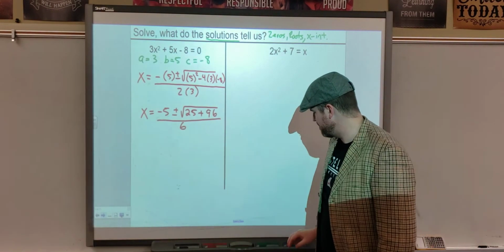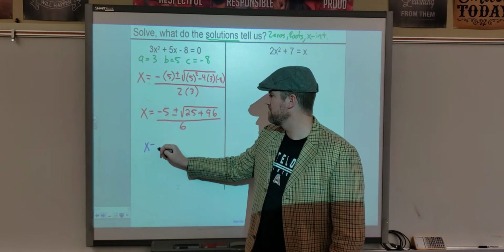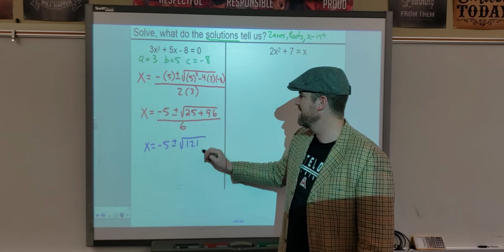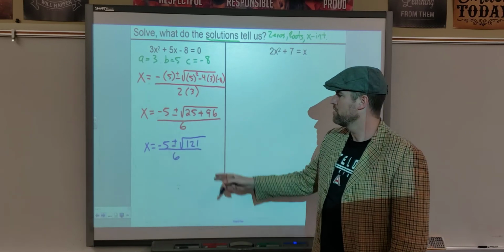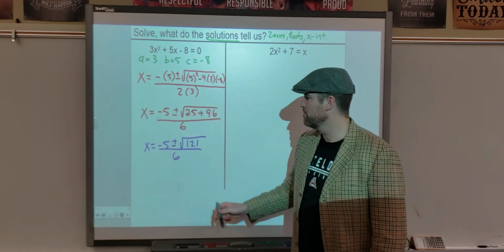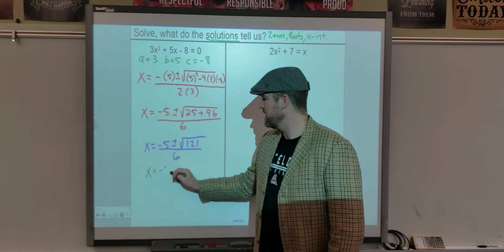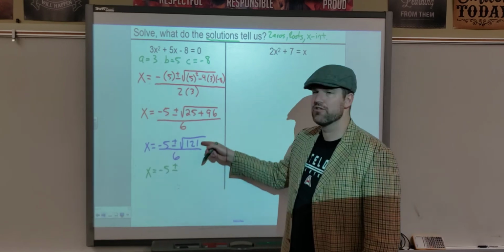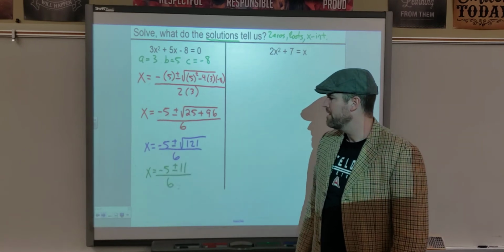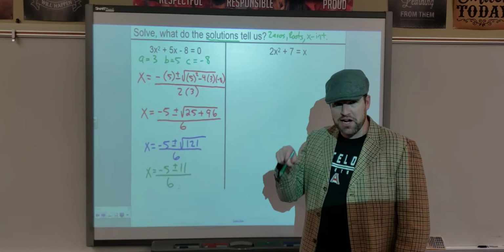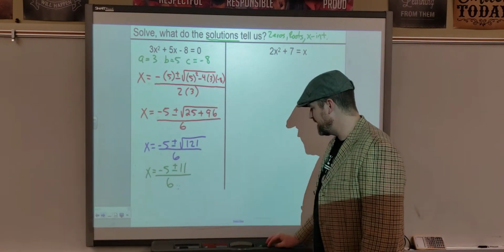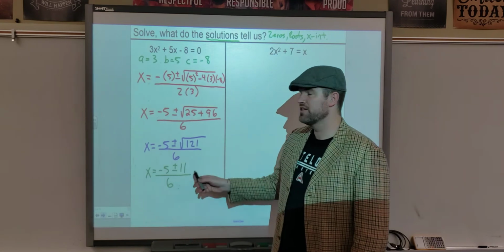And as I continue to simplify this, I get x equals -5 plus or minus the square root of 121 over 6. 121 you might recognize as a perfect square, which means this one would have been factorable. -5 plus or minus the square root of 121, which is 11, over 6. If I try to reduce, those do not have a common factor, so I can't reduce it, but I can separate this into 2 separate answers.